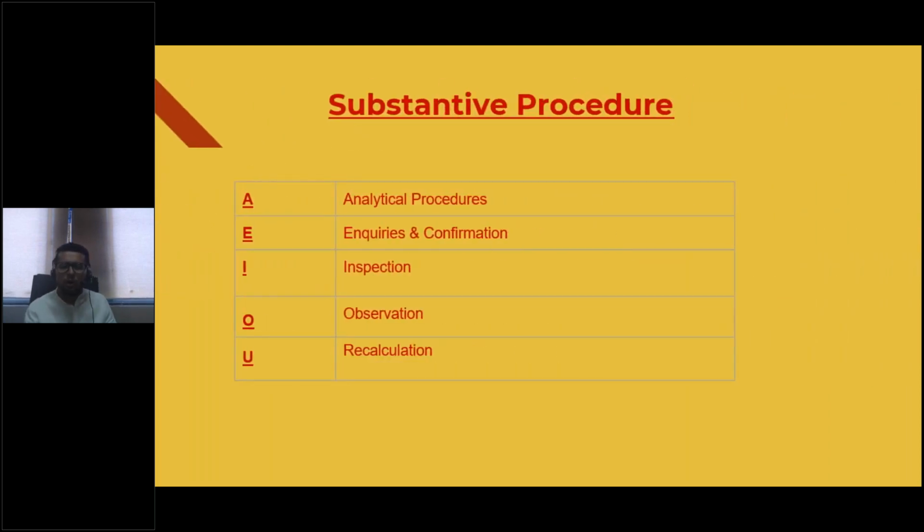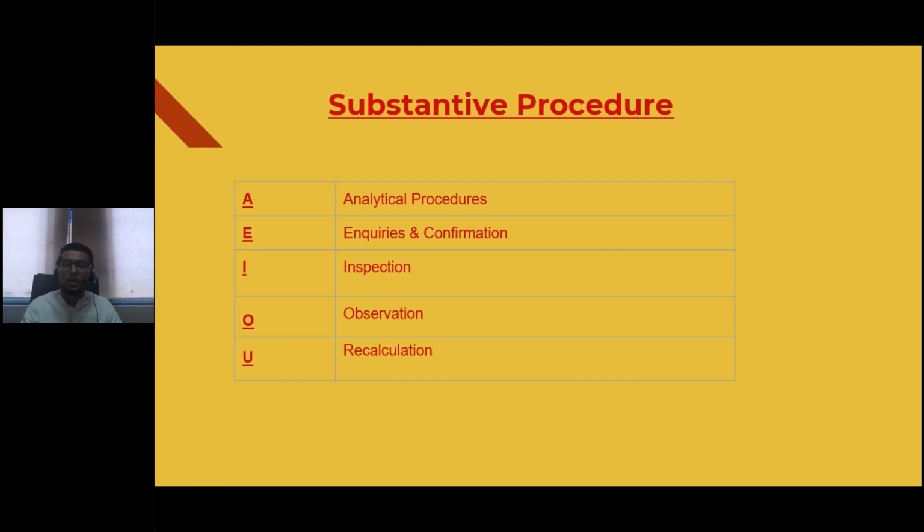Now, we all are familiar that we are studying substantive procedures. Now, the burning question is, what are substantive procedures? The substantive procedures can be divided into a mnemonic called AEIOU. The A stands for analytical procedures. Analytical procedures means comparison. Comparison of financial data with non-financial data, comparison of financial data with financial data.